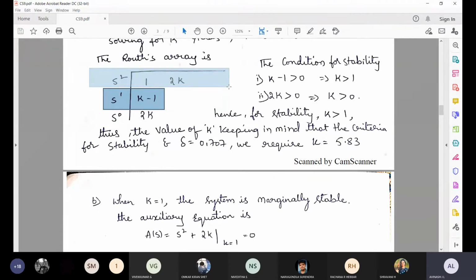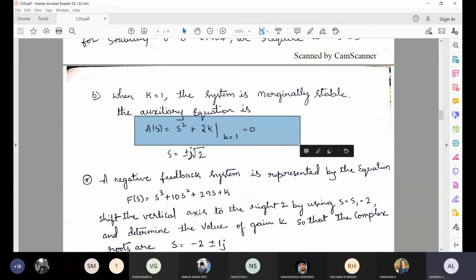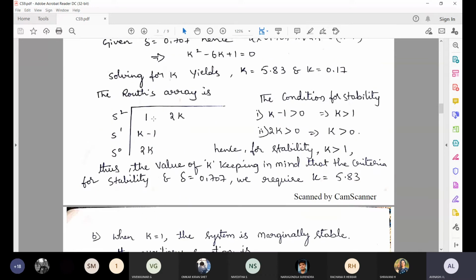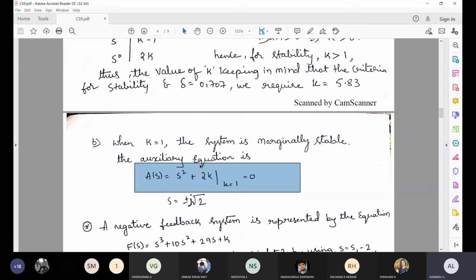Once the entire row is becoming 0, for the marginally stable condition, what we need to do, we need to consider the above step. So in that particular above step, s square is there, that is 1 into 1, and 2k is there. So you frame the auxiliary equation from this one. Okay. So once you frame the auxiliary equation, that is A of s. Okay, here I am showing in the bottom, A of s equal to what? S square plus 2k. Because s is in the center, we are skipping this one. So s square plus 2k. Okay, so we are considering this as the auxiliary equation when k equal to 1.